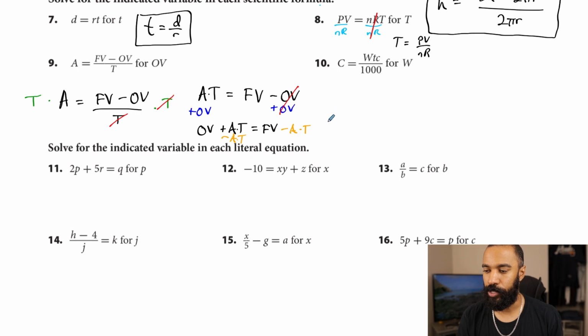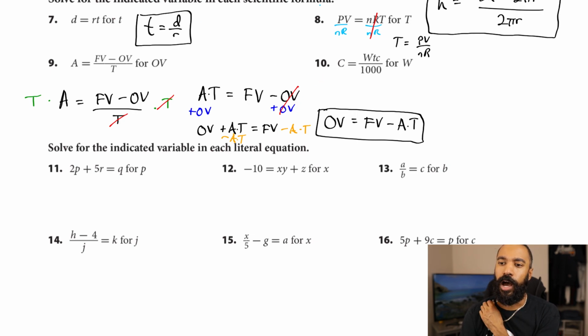So OV, the original velocity, equals FV, the final velocity, minus average, I think it's, knowing my calculus, that has to be average acceleration. I must have said it wrong when I said velocity. Minus A times T. And T is time. So there you go. That's the final equation there. Remember, it needs to be a positive OV when you're getting that one solved. Another way you could have done it, I could have subtracted FV over, but then I'd have to multiply everything by -1 and then switch signs, so I'm going to stick with that one.